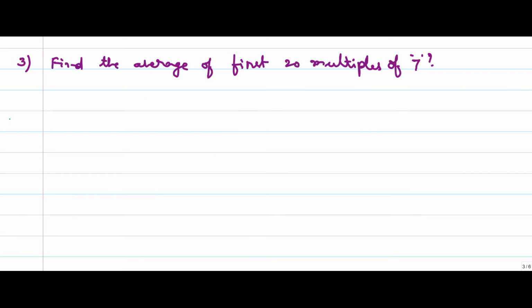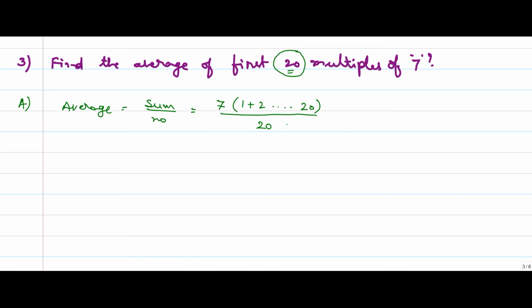The third question is, find the average of the first 20 multiples of 7. Again we need to write the same formula. Average is equal to sum divided by number. It is the sum of 20 multiples of 7. If I take 7 as common, 20 multiples means 1, 2 and so on up to 20, divided by the number. How many numbers? It is 20 multiples of 7, so the number is 20.